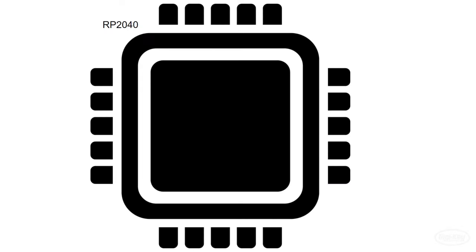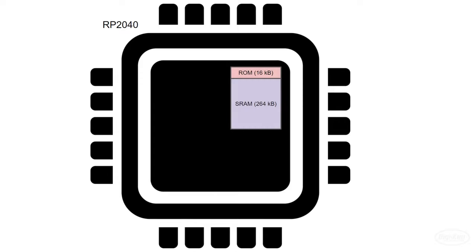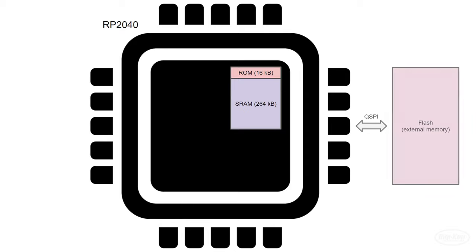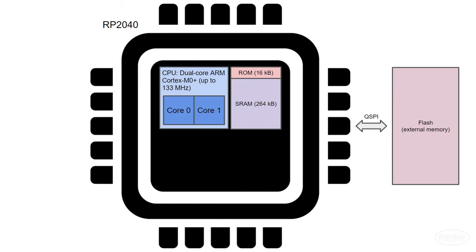The RP2040 is a microcontroller. It's similar to many other microcontrollers on the market, but it's got a few important differences. First of all, it has no onboard flash memory for storing programs, so you'll have to add your own flash in a separate chip. Next, it uses a dual-core ARM Cortex-M0+. These run up to 133 MHz, which is really fast compared to many of the other Cortex-M0+ chips out there.